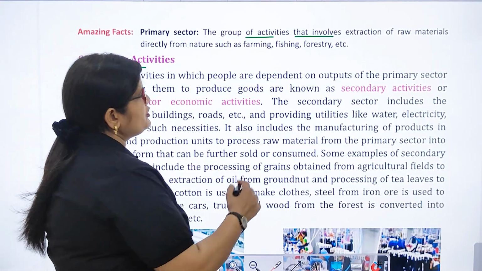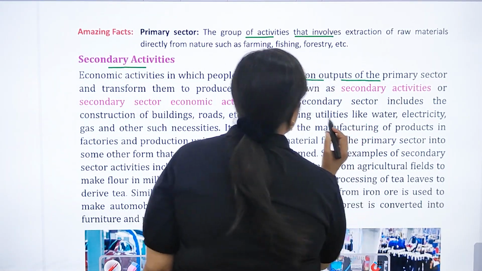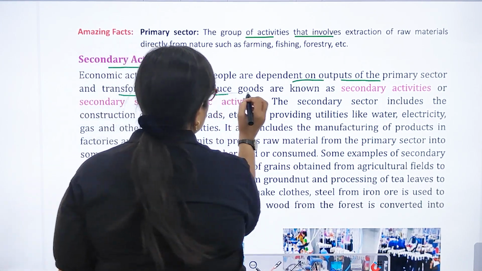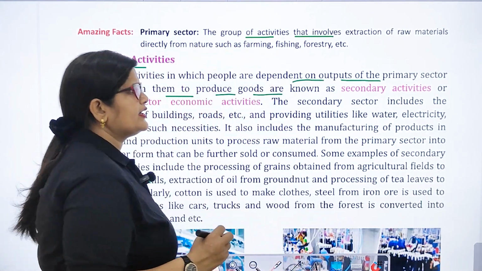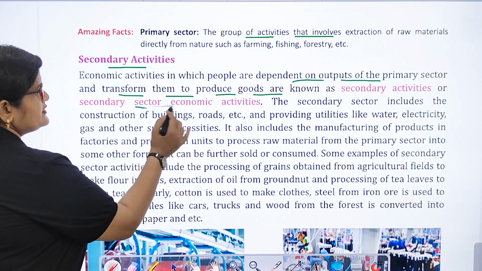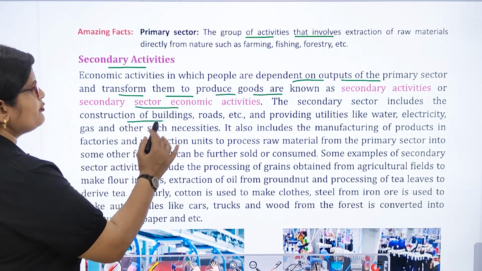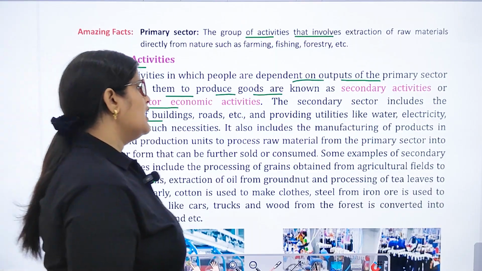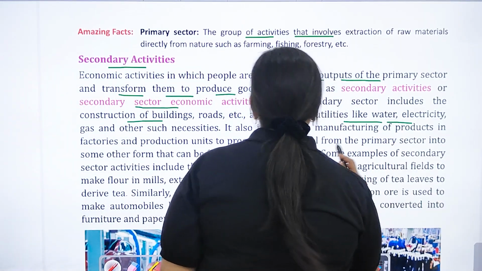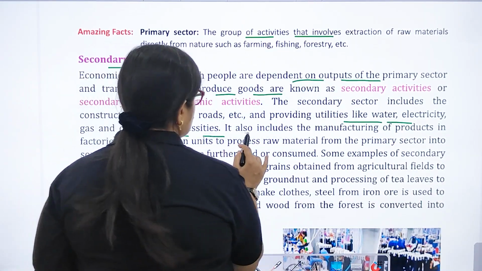Economic activities in which people are dependent on outputs of the primary sector and transform them to produce goods are known as secondary activities or secondary sector economic activities. So the secondary sector includes the construction of buildings, roads, etc. and providing utilities like water, electricity, gas and others such as necessities.